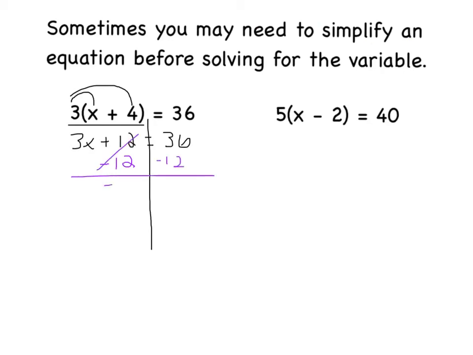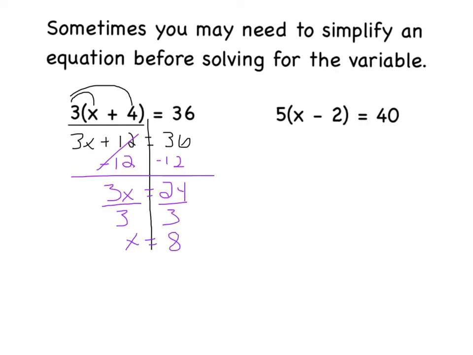The 12s cancel out, so we have 3x on this side. 36 minus 12 is 24. It's multiplied, so we have to get rid of it by dividing. Divide by 3, divide by 3, x equals 8.